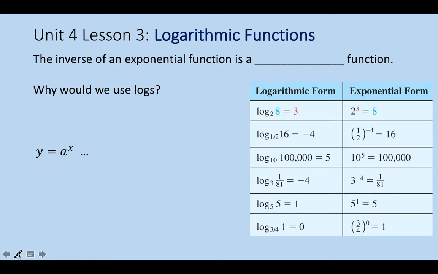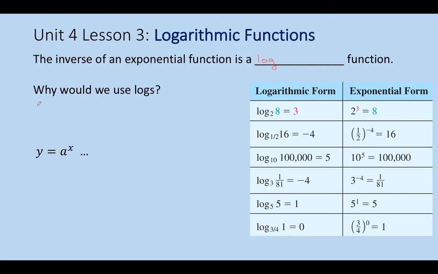All right, so getting started here, just some basics. The first thing you need to know is that the inverse, or the opposite, of an exponential function is a logarithmic function. Here's one thing that always kind of confused me, or at least logs used to confuse me until I really understood what we would use them for. And once I figured that out, a lot of this stuff started to make sense to me.